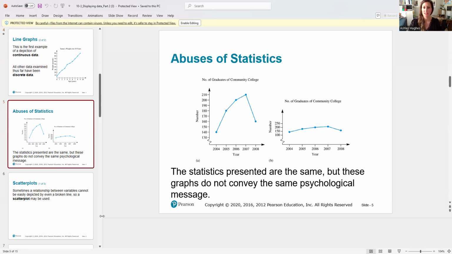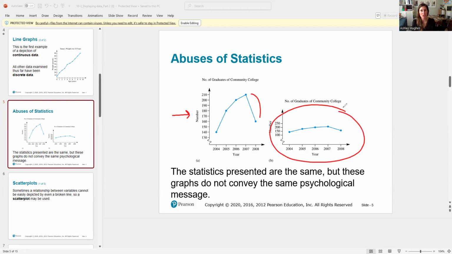Abuse of statistics. The statistics presented are the same exact information, but what do you notice? Although you're saying they look very different, right? This is why it's really important, especially in this age of social media, in my opinion, where you can see a graphic and then it can be shared over and over again, and you're like, do I even know what I just shared? This kind of looks more alarming, like this jump off here is huge, whereas this guy doesn't look that alarming, right? So a lot of it depends on how the data is presented.